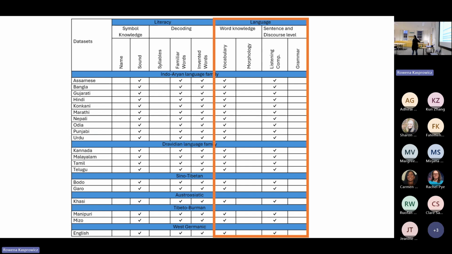We have multiple language families. Most of these are the languages in India that were assessed. And you will see that there's much more in terms of symbol knowledge and decoding. Vocabulary, the problem with this vocabulary test was that it was translated items across the different languages. Listening comprehension tending to be about direct questions on very short passages. So not a lot of innovation there. We have high psychometric properties, but not enough in terms of comprehensively getting to the language of the child.